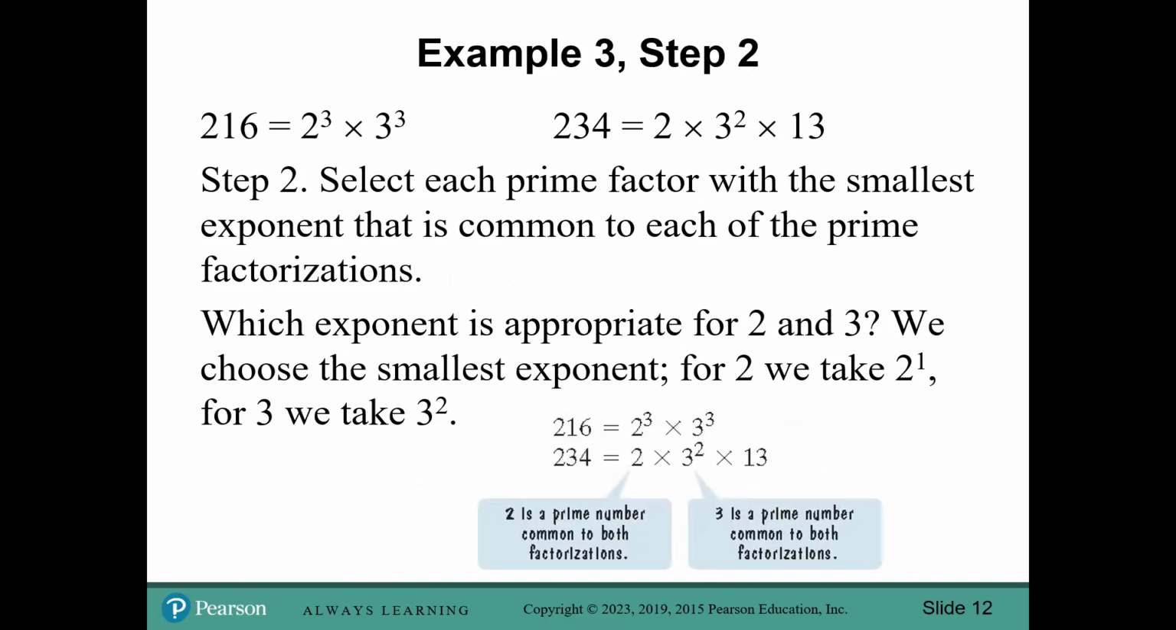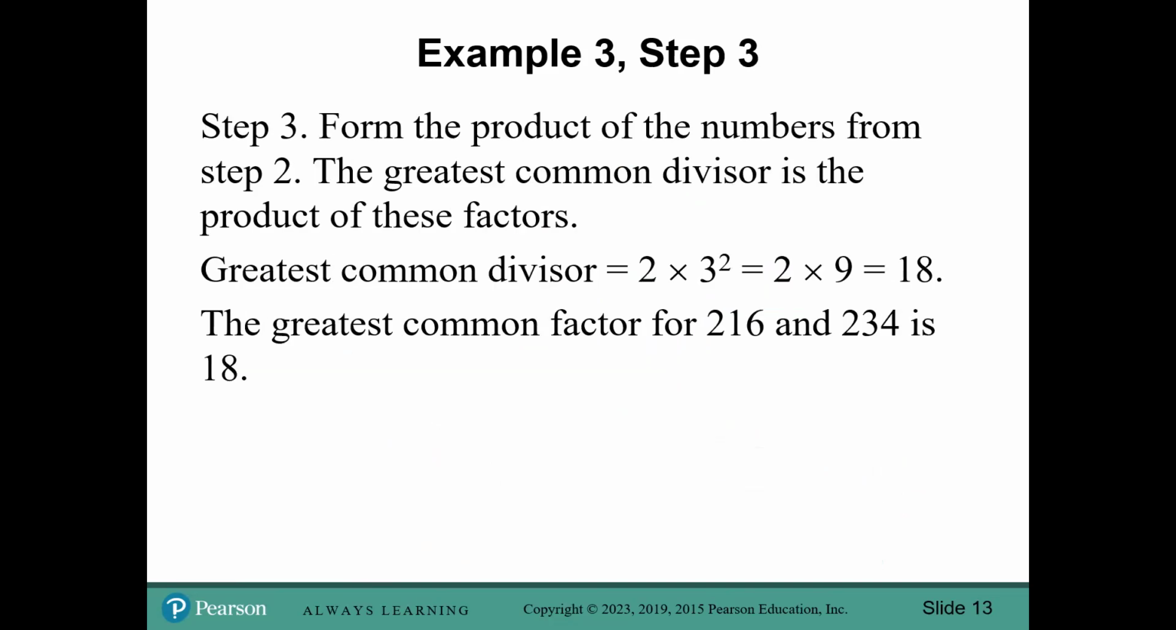And we see on this next slide, they've just done that work out. And again, they've ended up with the same value, 18, by finding the lowest powers of every prime in these numbers.